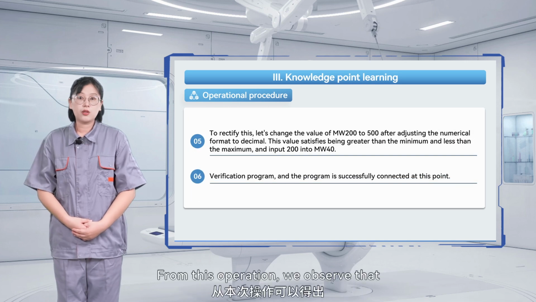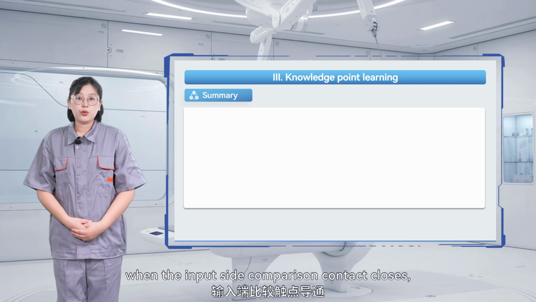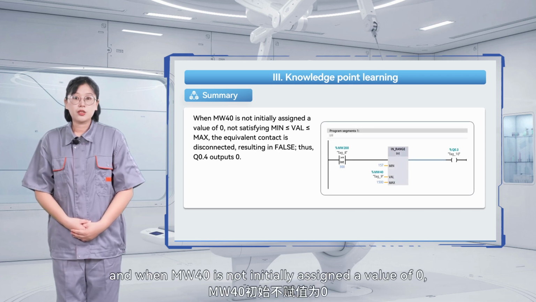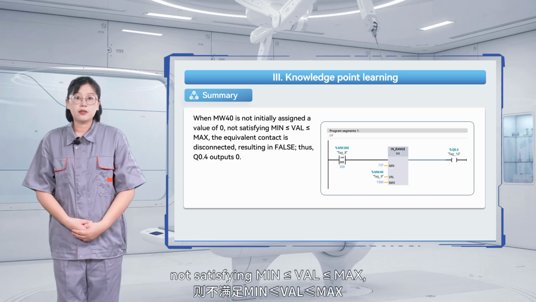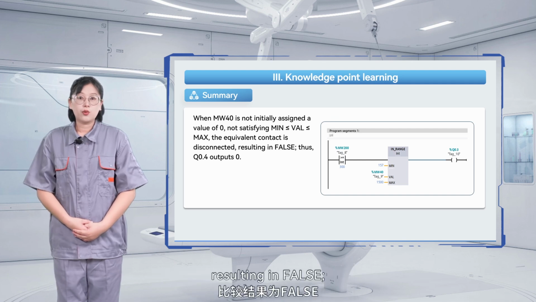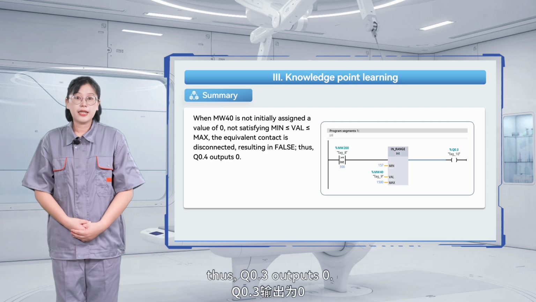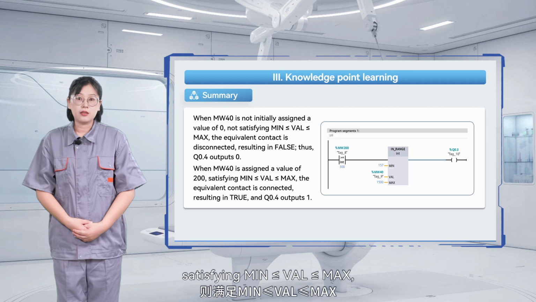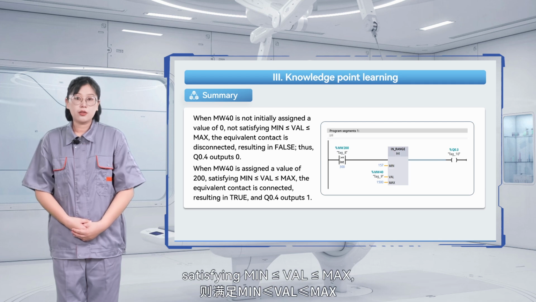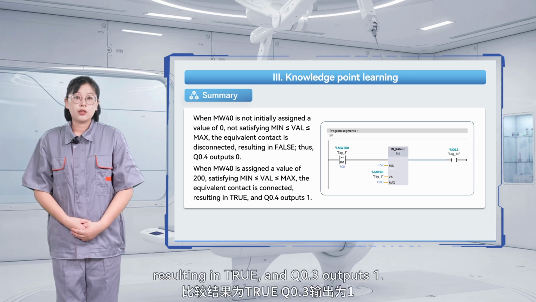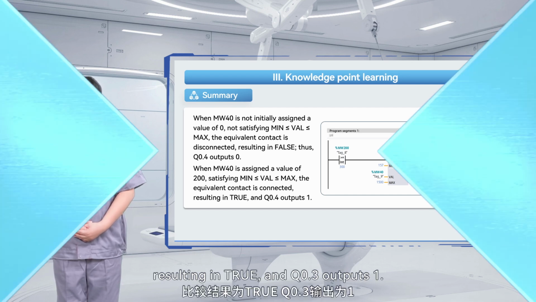From this operation, we observe that when the input side comparison contact closes, executing the comparison instruction, and when MW40 is not initially assigned a value of 0, not satisfying MIN less than or equal to VAL less than or equal to max, the equivalent contact is disconnected, resulting in false. Thus, Q0.3 outputs 0. When MW40 is assigned a value of 200, satisfying MIN less than or equal to VAL less than or equal to max, the equivalent contact is connected, resulting in true, and Q0.3 outputs 1.